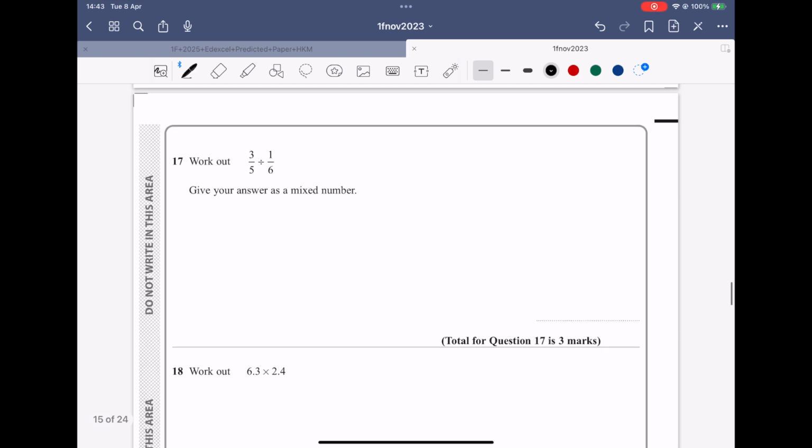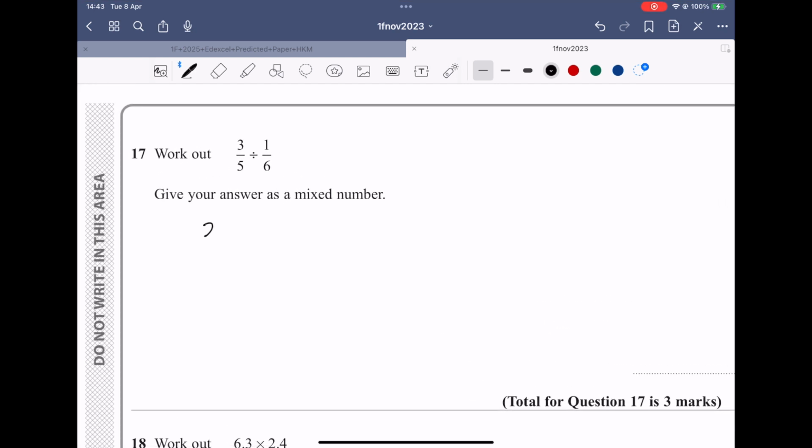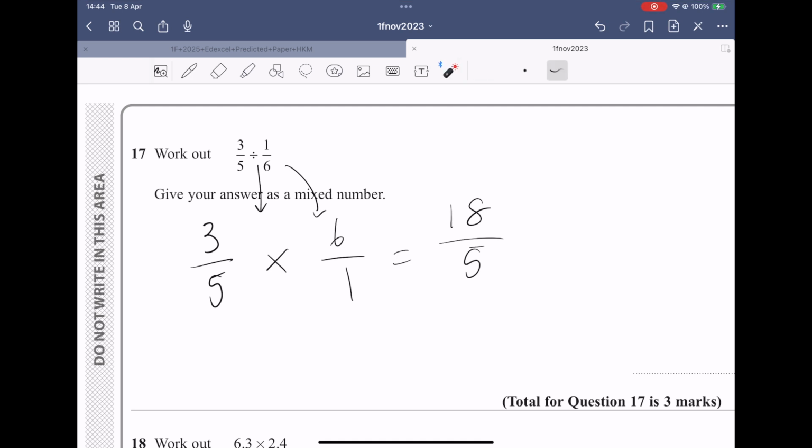Next one is pretty standard. So for dividing fractions, you keep the first fraction the same. You change the divide into a multiply, and then you flip that last fraction upside down. So instead of 1 over 6, it's 6 over 1. And then you can just times them like normal. So 3 times 6 is 18. 5 times 1 is 5. Key bit though, it does say give your answer as a mixed number.